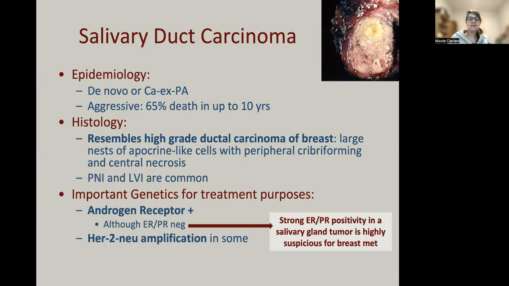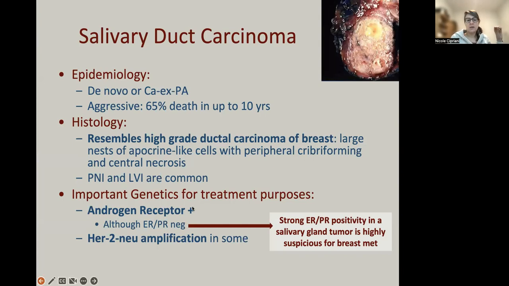The other tumor that resembles breast cancer is salivary duct. Salivary duct is essentially uniformly a high-grade cancer. It is important to recognize for the likelihood of its expressing androgen receptor as well as amplification of HER2. So why is this important? Because these patients can be treated with androgen antagonists, right?